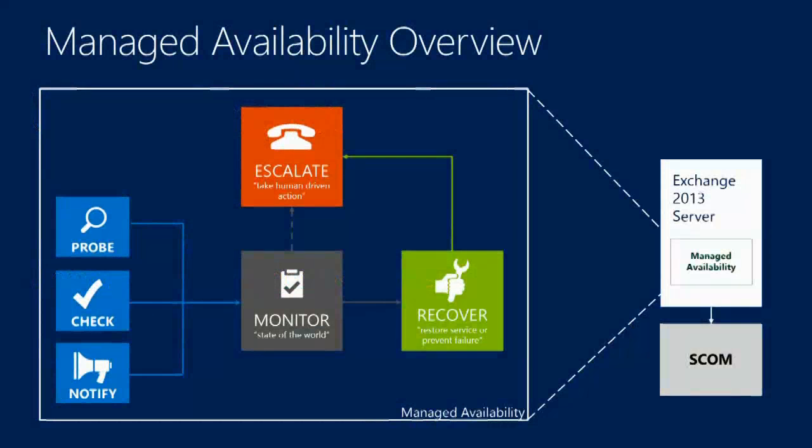All right. Now, here are the components of managed availability. You've got the probe engine, which consists of those three blue parts, the probes, the checks, and the notify. You have the monitor state, which plugs into the responder, which we call recover. And then there's an escalation mechanism that can come off the responder, but it can also come off the monitors as well. So we're going to walk through each of these components. But the point is that managed availability is inside every single Exchange 2013 server. It's on by default.